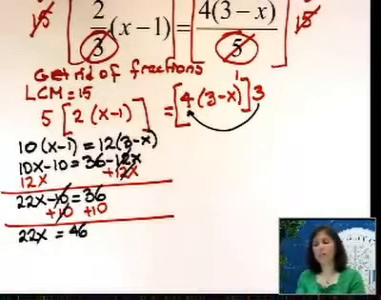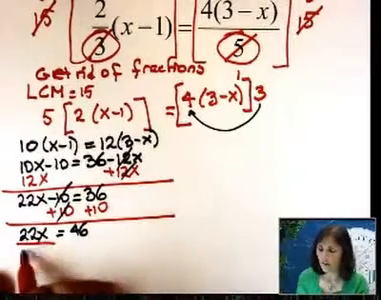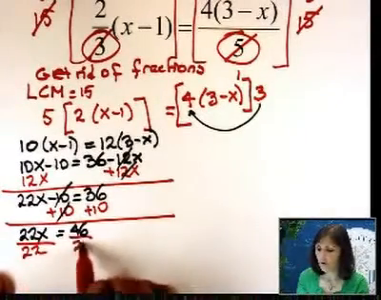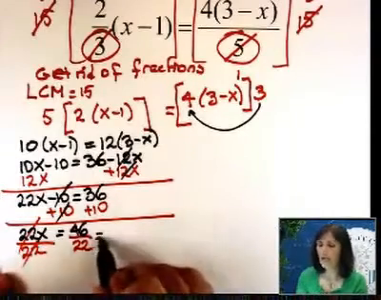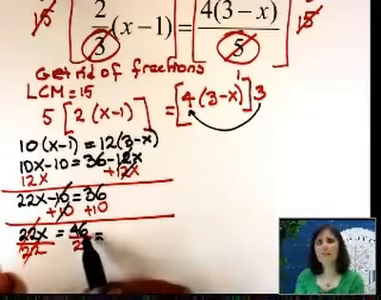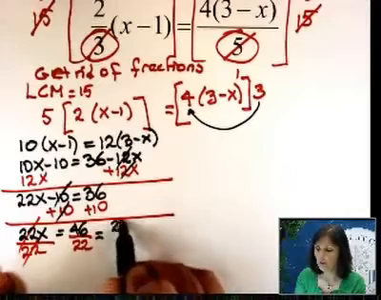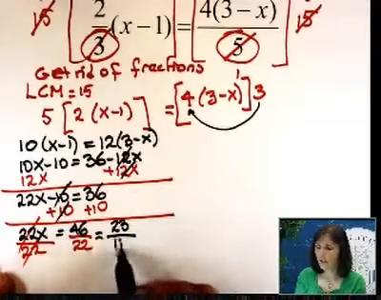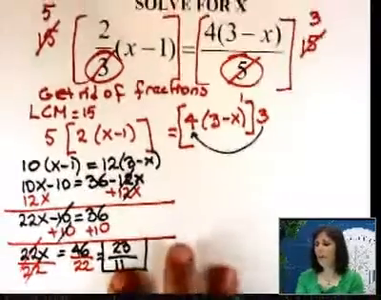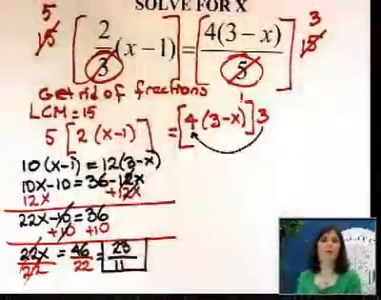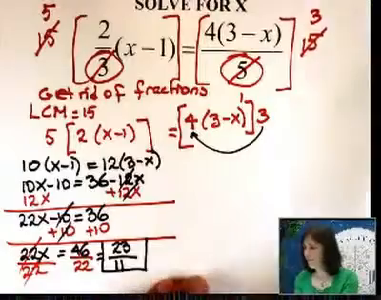Last step, multiplication property last, remember? Divide both sides by 22. These two go. 46 divided by 22, that can be simplified. 46 divided by 2, that's 23. 22 divided by 2, that's 11. And you can check your answer by plugging it back all the way to the original equation. That's the best way to check things.